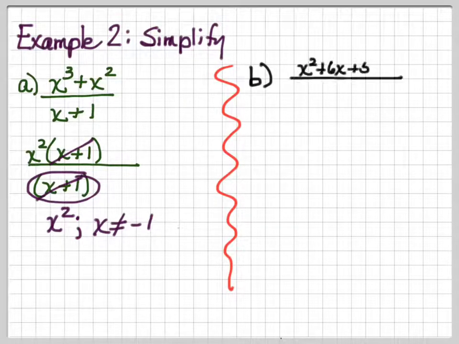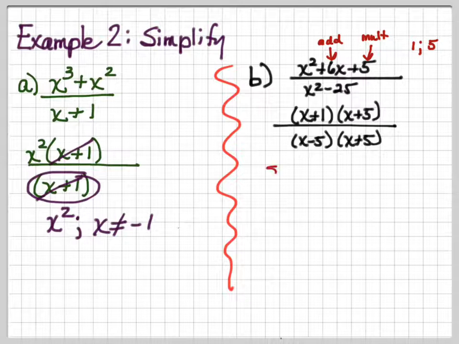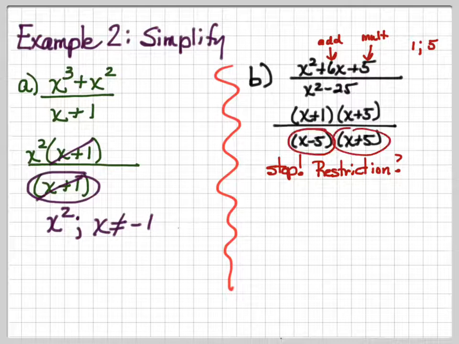So you can have an answer, and you're also going to have a restriction in all your problems. Let's try another one. This will be x squared plus 6x plus 5 over x squared minus 25. And if you remember how to factor a trinomial, you need to find two numbers that multiply together to be the last term and add together to the coefficient of the second term. And so that would be 1 and 5. So this is going to be x plus 1 times x plus 5 over, and x squared minus 25 is the difference of squares, so that's x minus 5 times x plus 5. So stop. What do you have to restrict? Well, the restriction is going to be x cannot be 5 or -5.